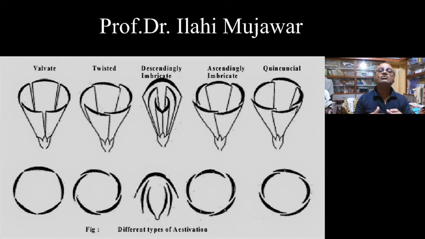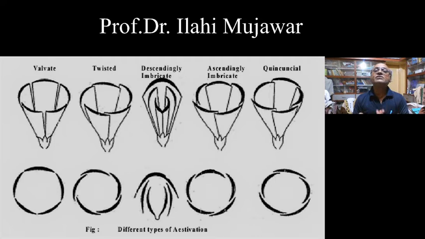Either it has to be completely showing in descending type, where the first one is completely overlapped and the innermost one is completely inside. That is the descending, and the ascending I have already told you here.